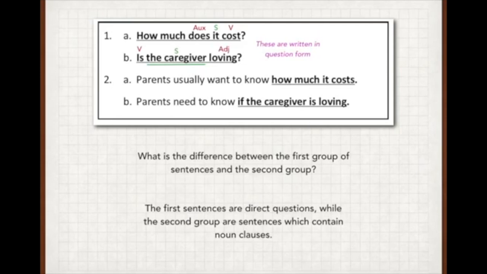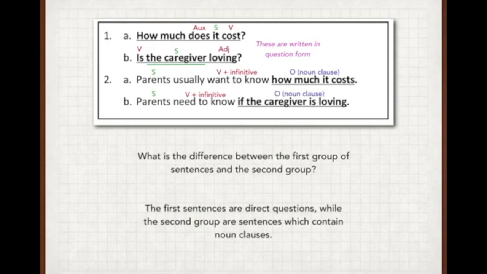Now, what is the difference between the first group and the second group? In the second group, parents is the subject, usually want to know is the verb plus the infinitive, and how much it costs is the object, because that is a noun clause. Let's look at the next sentence. Parents is the subject, need to know, verb plus infinitive. If the caregiver is loving, that's the noun clause.